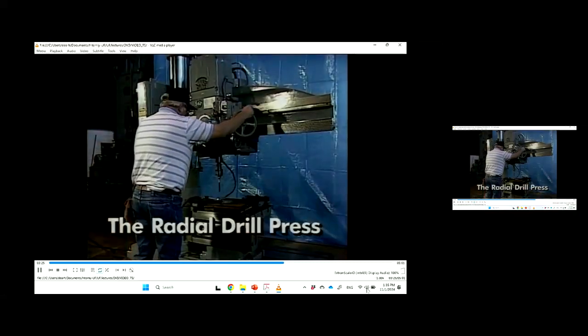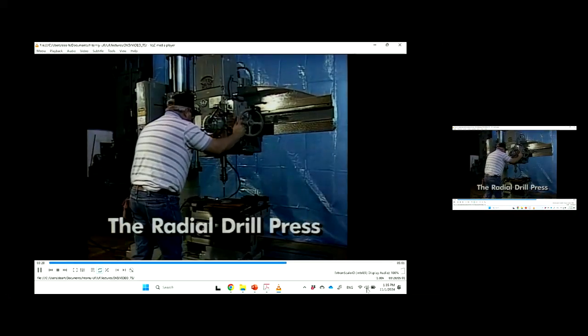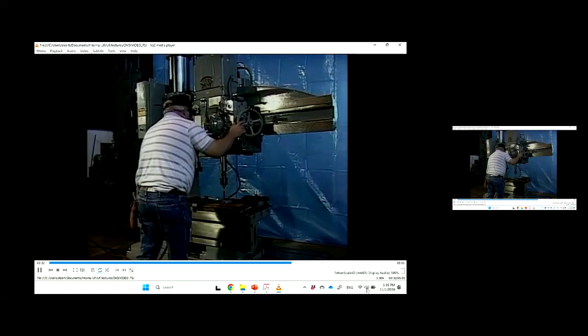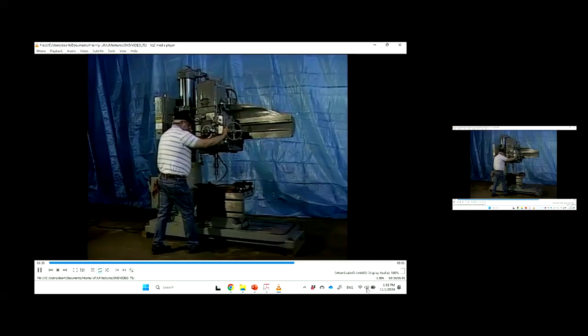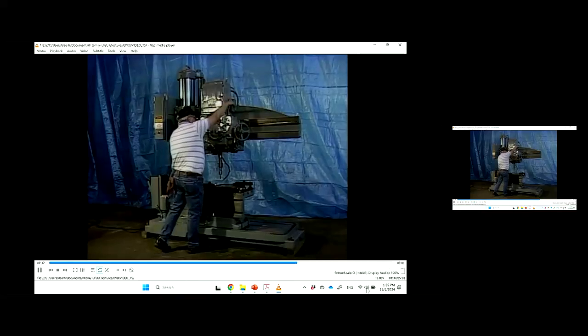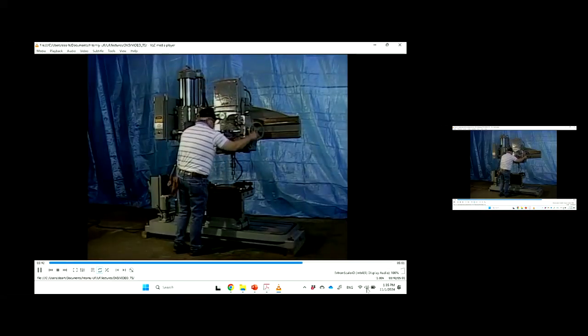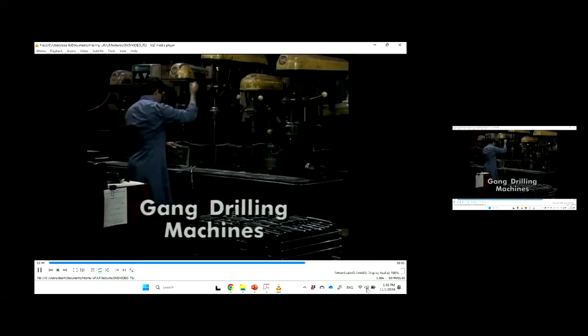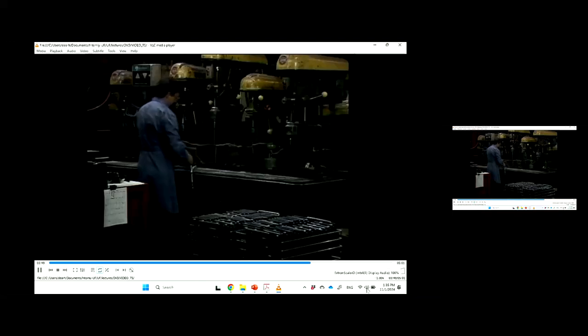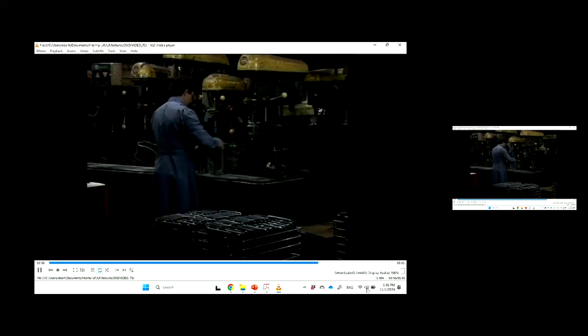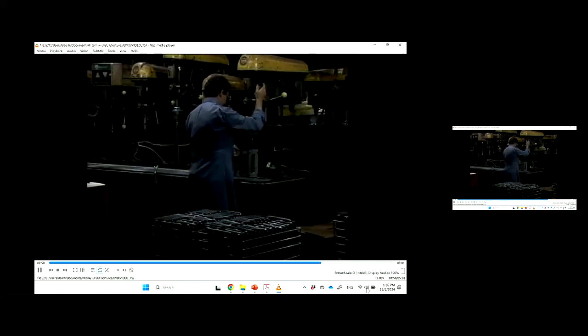The radial drill is used for drilling in large workpieces. It has the flexibility to reach surfaces that cannot otherwise be reached easily. The arm, which moves up and down, carries an adjustable position drill head that can be raised, lowered, and pivoted around the column. Gang drilling machines consist of two or more drilling machines mounted on a common base or table. Often, these machines are operated sequentially, with each spindle carrying a different tool and workpieces moved from one spindle to the next.